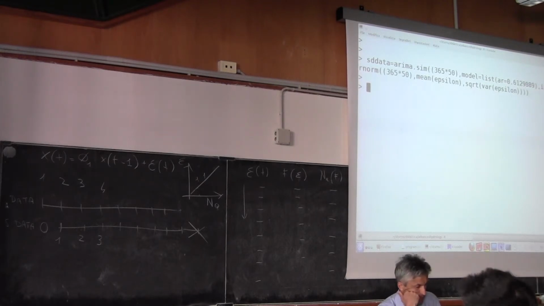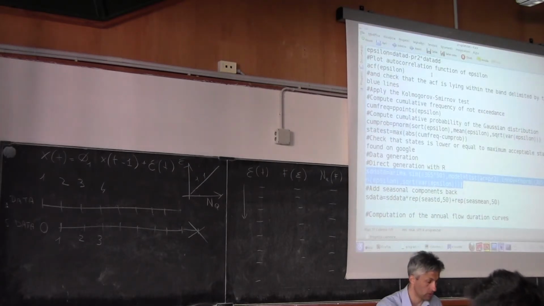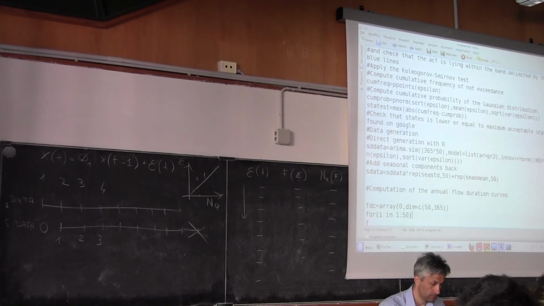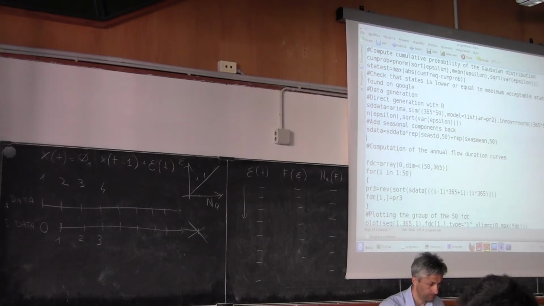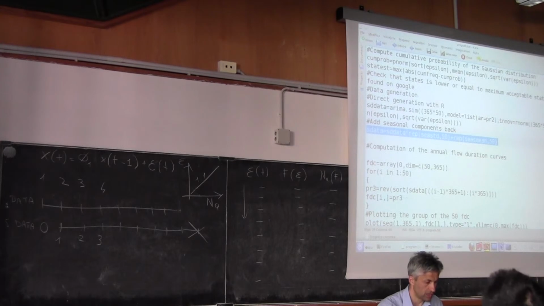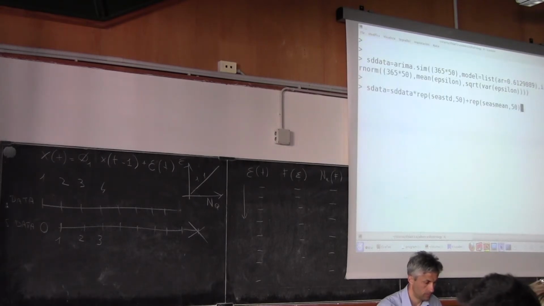Good. Now we have to put back the seasonal component. Let's go back to the code. This is the instruction. Done. I'm just multiplying by the seasonal standard deviation and adding back the seasonal mean.